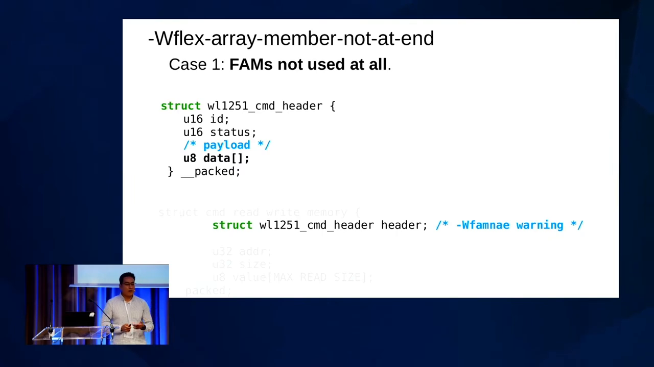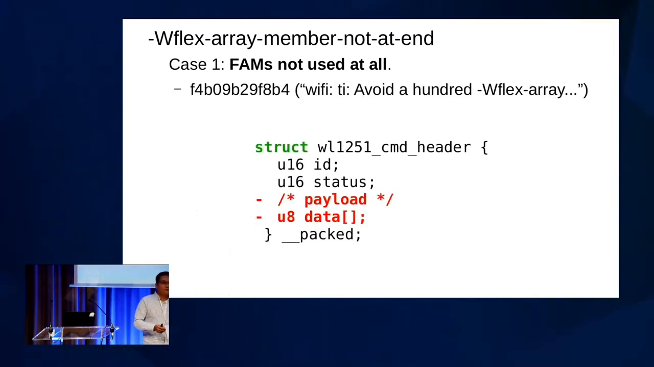And we have our warning here. In this case, we have an object, header, of the type of this flexible structure, and the compiler was complaining that we had this flexible array not at the end, right? In this case, the fix is simple. I just remove those flexible array members, and that's it, right? We are done with that.